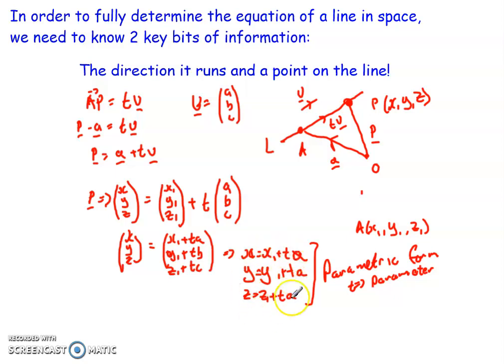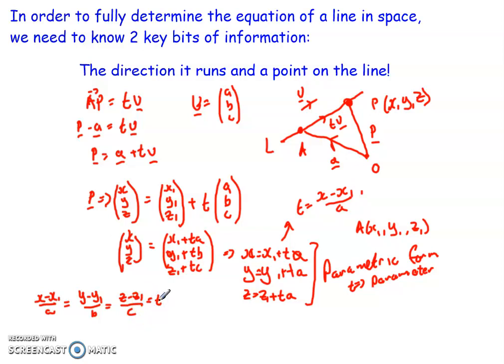What we're also able to do is take each of these and rearrange them such that we get t equals something for each component. So for example, for the x, I could rearrange it to get that t equals x minus x1 over a. I could do the same for the y and the same for the z. What that then lets me do is write down a new relationship: x minus x1 over a equals y minus y1 over b equals z minus z1 over c. And all of those are the equivalent of t.